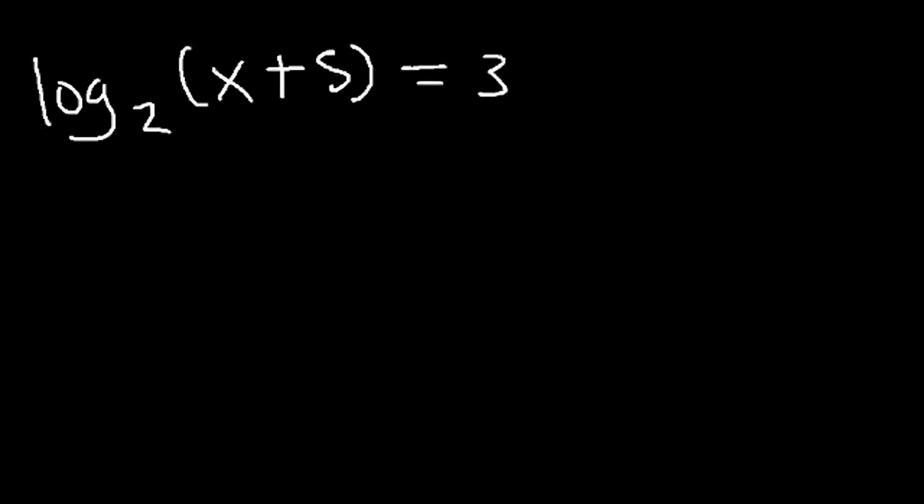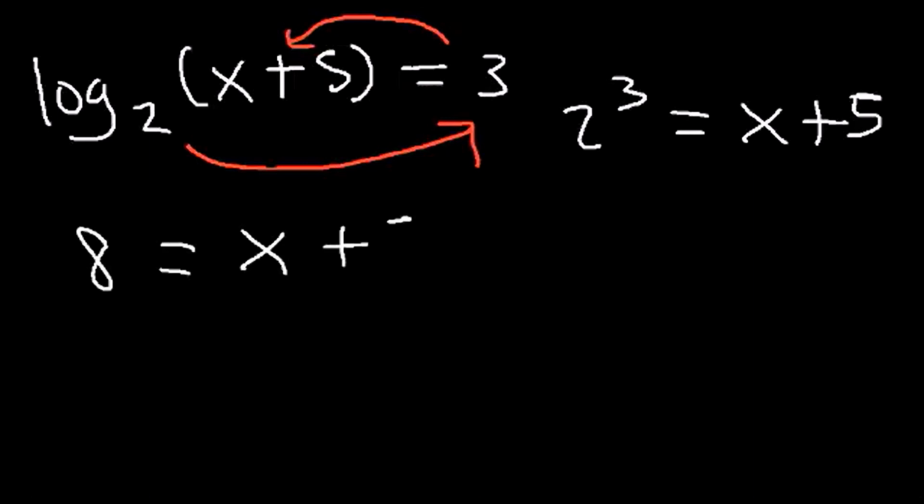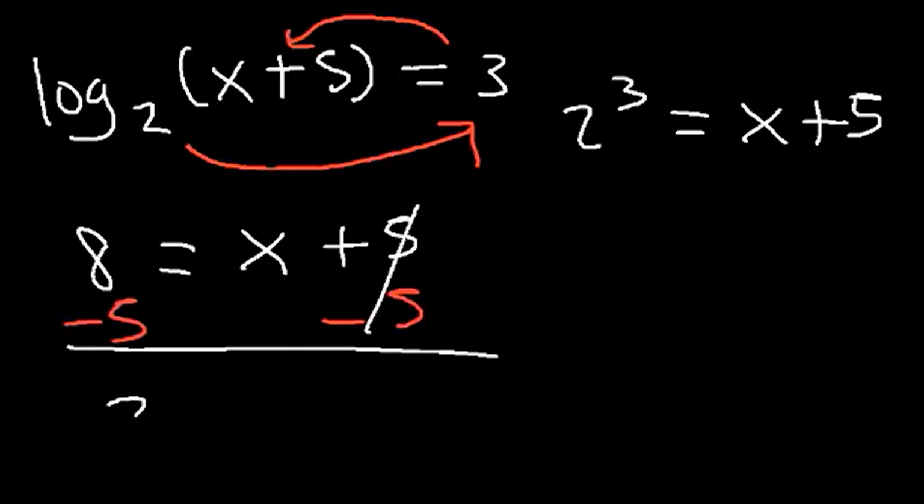Try this problem. Go ahead and solve for x. Feel free to pause the video as you work through these examples. 2 to the third power is equal to what's inside. So 2 to the third power is equal to x plus 5. 2 times 2 times 2 is 8. So to solve for x, all we need to do is subtract both sides by 5. And 8 minus 5 is 3, therefore x is equal to 3.